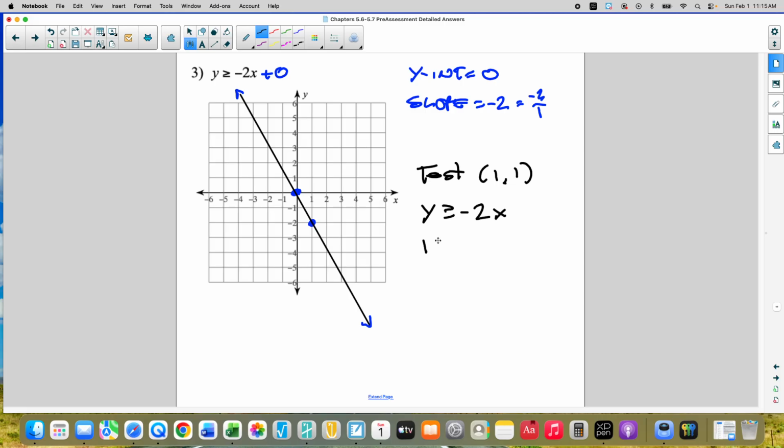And my y value is 1. My x value is 1. Is 1 greater than or equal to negative 2? That is true. So we're going to shade the point 1, 1. The side that point 1, 1 is on. These are all the solutions.